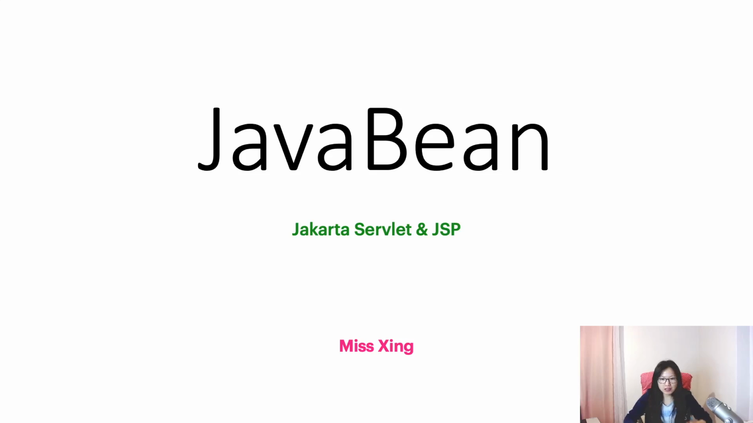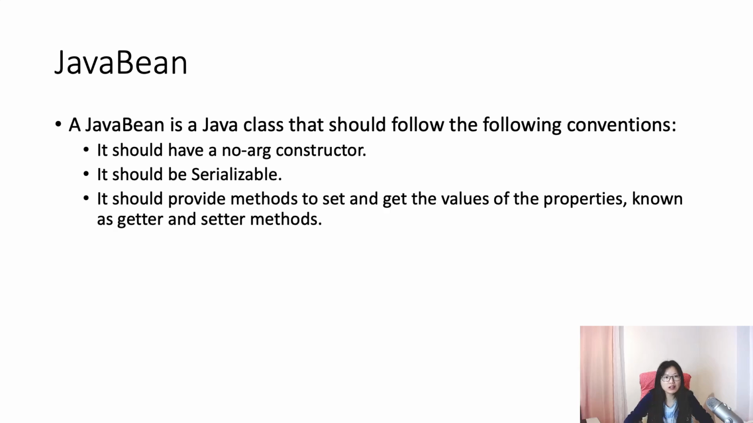I'm gonna continue talking about JSP actions, and the next ones are called JSP useBean, JSP setProperty, and getProperty. Before that, I want to talk about JavaBean, because the JSP useBean action is related to JavaBean.